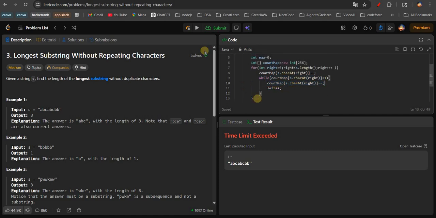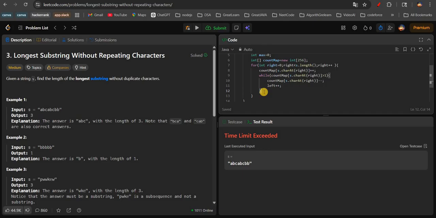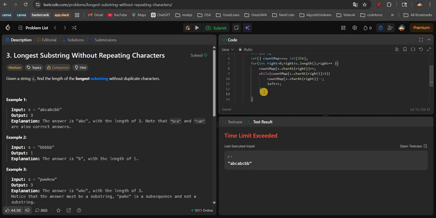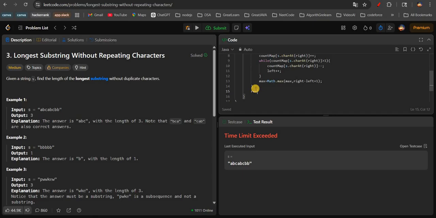Just I'm decreasing this. After this, once we get a single frequency of each character, we have to find the result. So once we get all the substrings, from the left pointer to the right pointer, we have to find the result. For that, I'm using this right minus left plus one concept, and I will store the maximum value in the max variable. So I'm using max is equal to Math.max of max comma right minus left plus one. Then I'm returning that result.